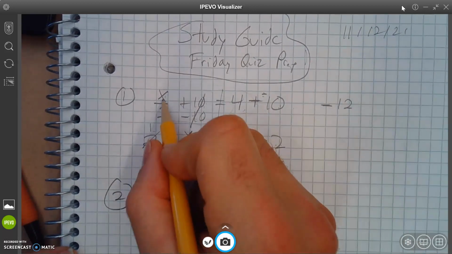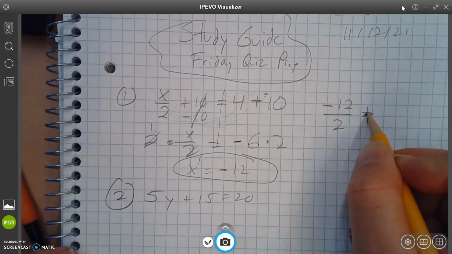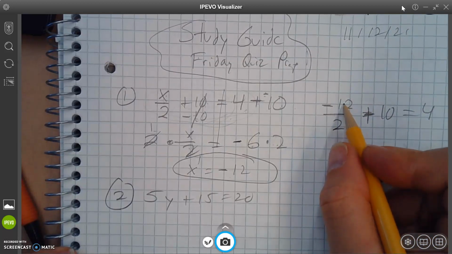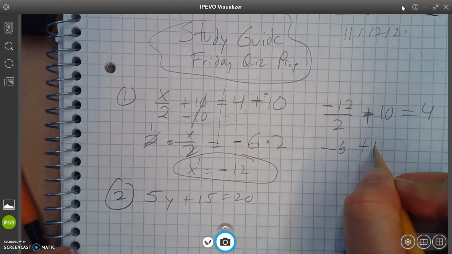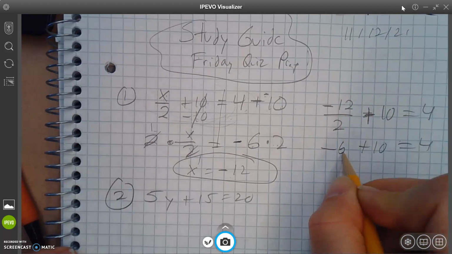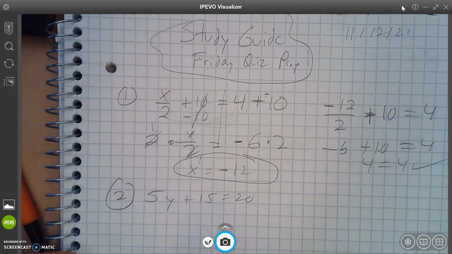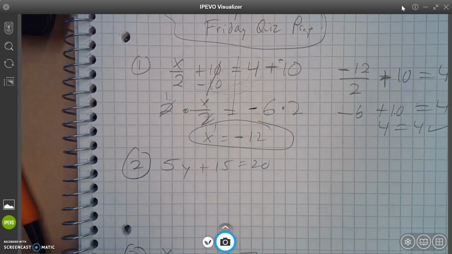Negative 12 over 2 plus 10 equals 4. Is that true? Half of negative 12 is negative 6. Negative 6 plus 10, if I owe $6, I get 10. That means I have 4 remaining. Yeah, that works. So the answer is negative 12. Cool. All right, let's try this one, number 2.